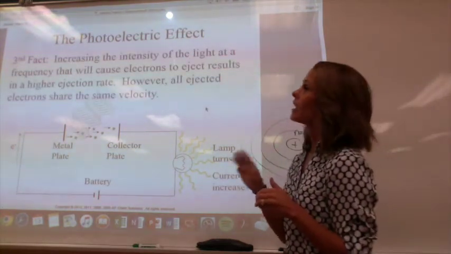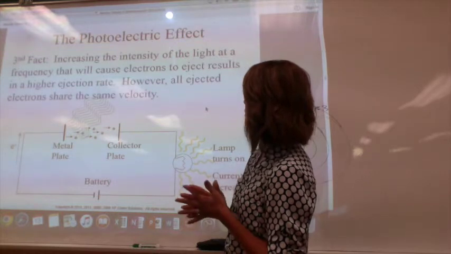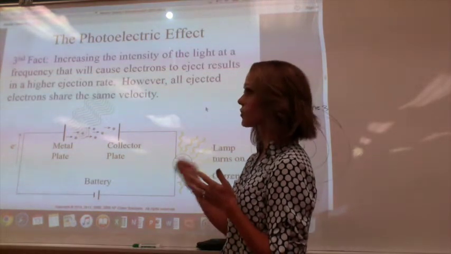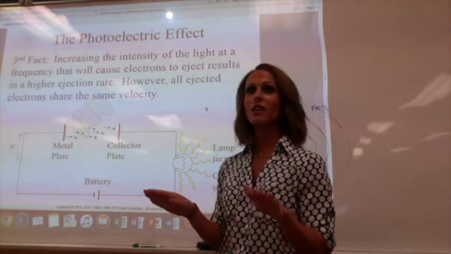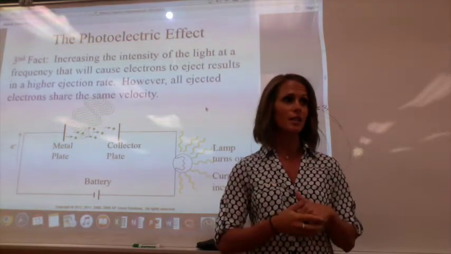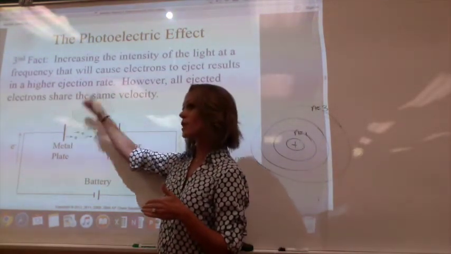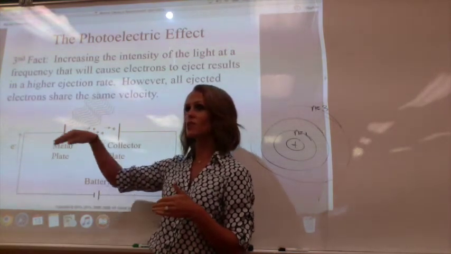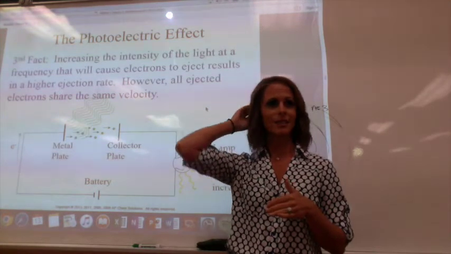Third fact, increasing the intensity of the light at a frequency that will cause electrons to eject results in a higher ejection rate. However, all ejected electrons share the same velocity. So it doesn't mean that they go faster, it's just more of them get ejected. So now you're past the threshold, and now you're throwing 15 punches, so I can just knock out more of you. Does that make sense?